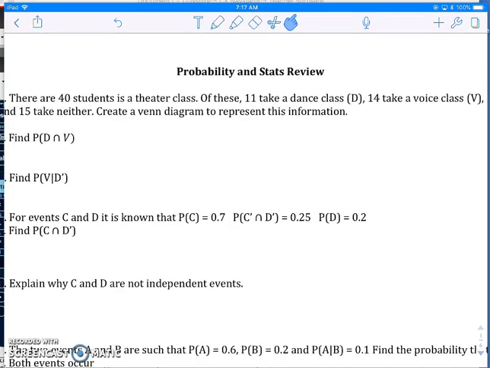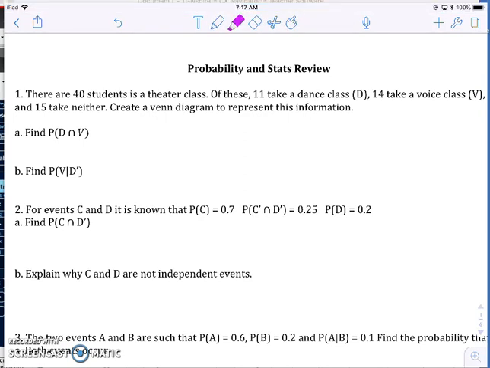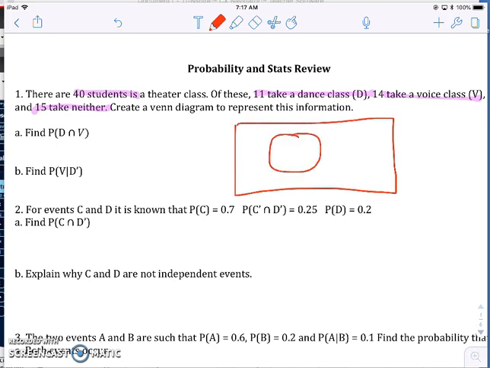So we're going to start taking a look at this probability and statistics review. This first problem: there are 40 students in a theater class, 11 take dance, 14 take voice, and 15 take neither. Create a Venn diagram to represent this.